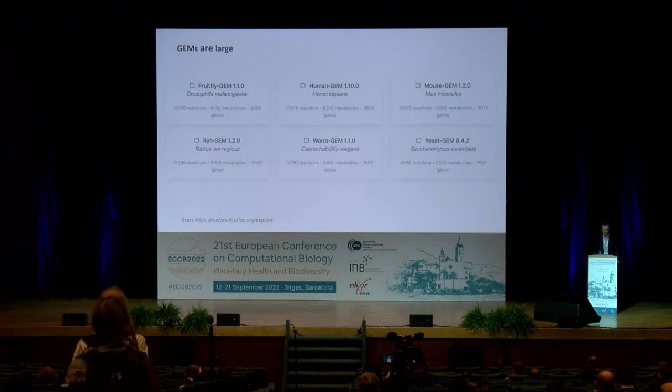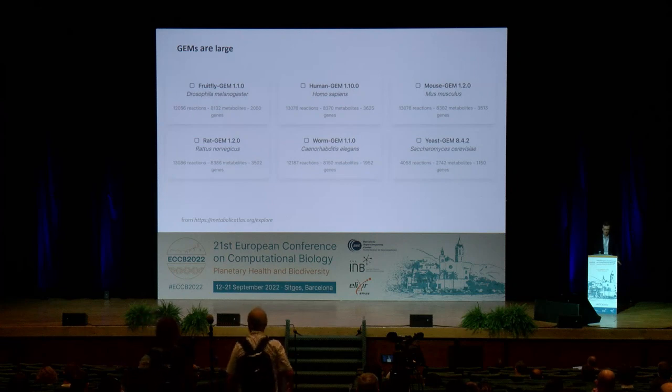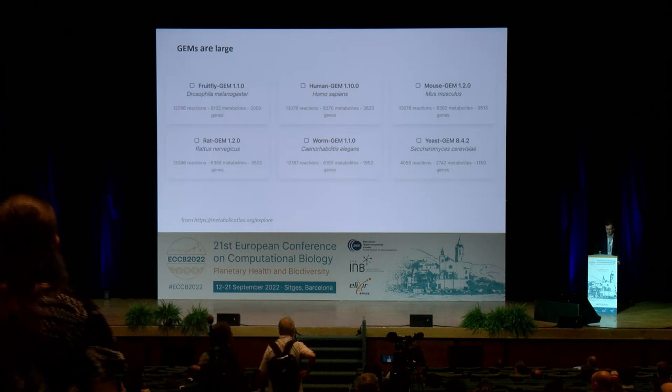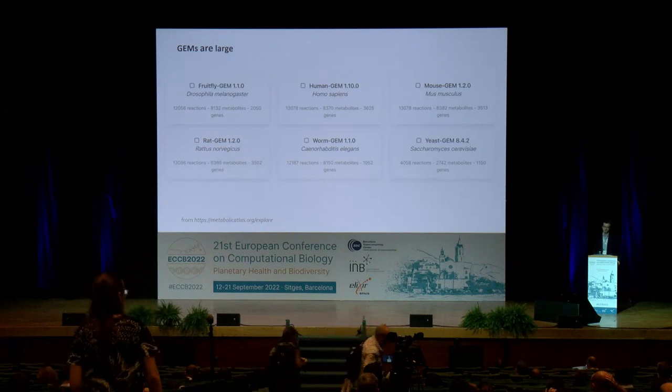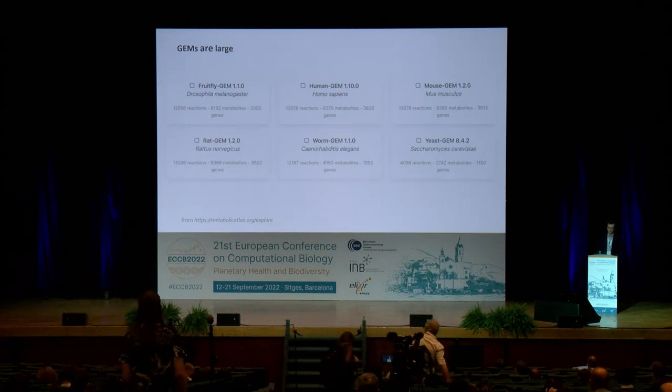Another problem is that GEMs are also large. And by large, I mean easily several hundreds of thousands of lines in the smallest file format. That is massive. If we look at the stats, it's easily thousands of reactions, metabolites, and genes. This is a snapshot of some of the open source genome-scale metabolic models that we integrate at Metabolic Atlas. And as you can see, this is not going to be an easy job of maintaining these models.